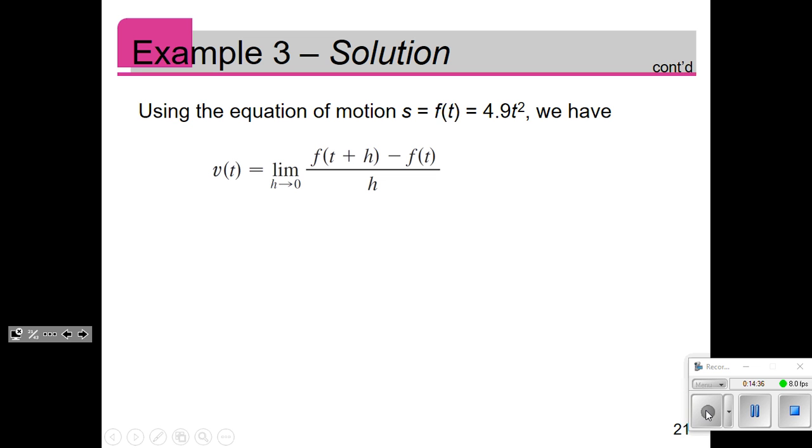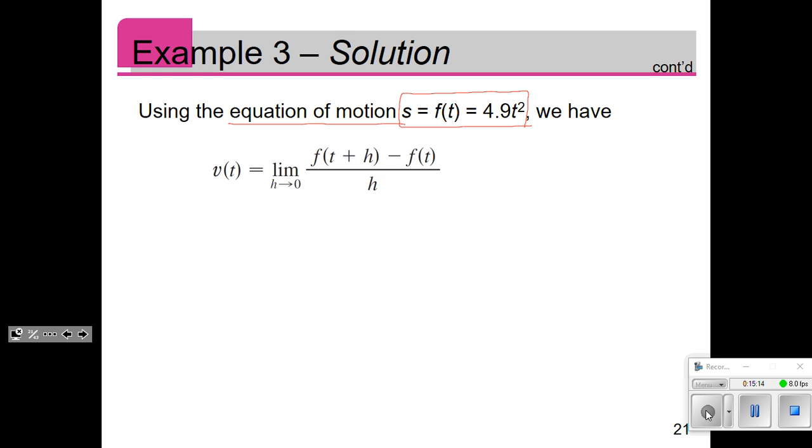So using the equation of motion, s equals f of t equals 4.9 t squared. Now this is a general function. 4.9 t squared is your equation of motion. That's when you're dealing with meters. If I'm not mistaken, it's 16 t squared if you're dealing with feet. It's 4.9 if you're dealing with meters. That's a pretty standard equation of motion. That's one you probably ought to remember in the back of your mind.